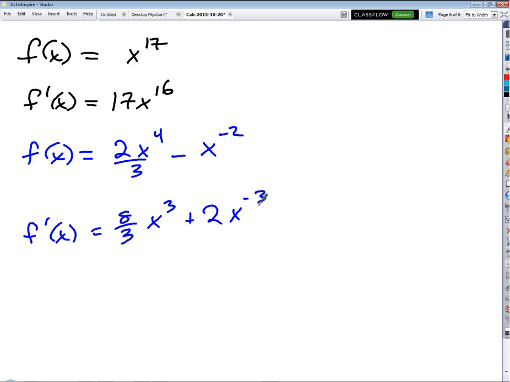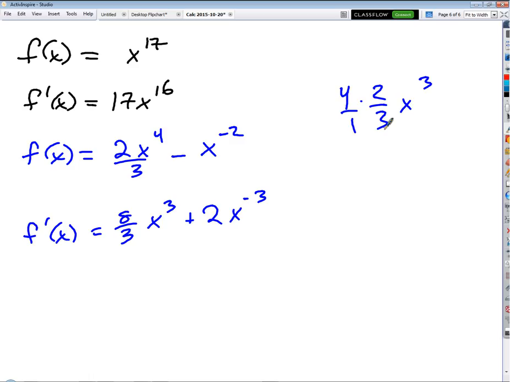I'm confused about what you did with the 8x and now it's... Okay, sure. So how did I get from here to here? All I did was I took the 4 out in front and I said 4 times the 2/3 that was already there times x to the 4 minus 1, which is x to the 3. Okay, and then 4 over 1 times 2 over 3 is just 8/3.